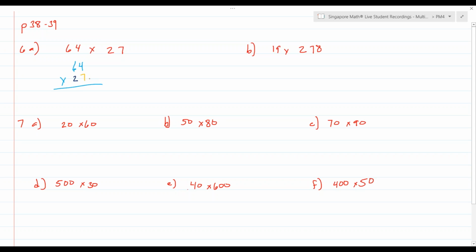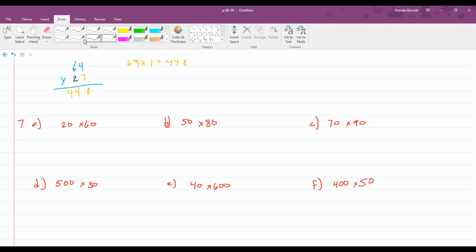64 times 27, the first thing I want to do is think of 7 times 64. 7 times 4 is 28. 7 times 6 is 42, but I have 2 more tens, so that gives me 44 tens, and that reminds me that 64 times 7 is 448. I can solve that vertically very easily. And we know that that's true. That's what the 448 means.